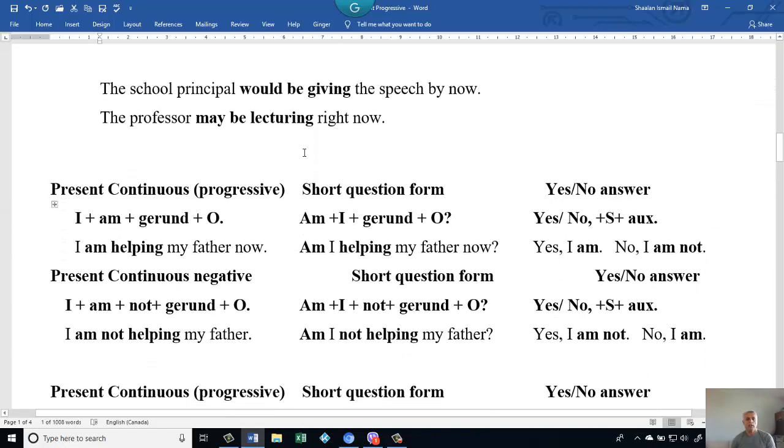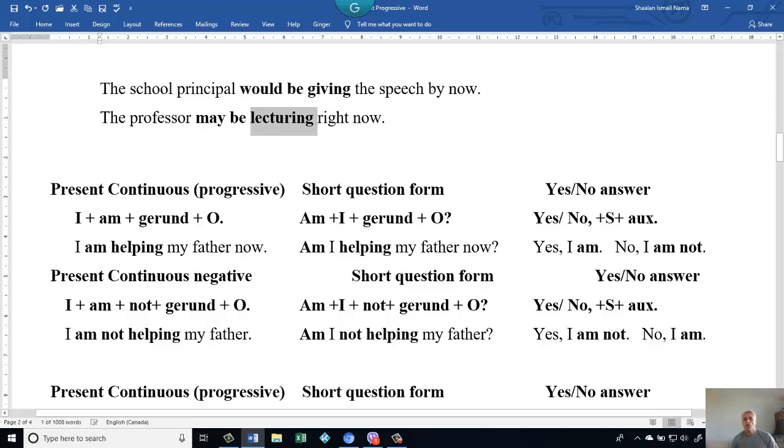If we look at the other sentence here, the school principal is the subject, then we have would as the modal, then we have be as the root of the verb, then the verb with ing form, continuing to show us that an action is continuing by now. Then we have the rest of the sentence, and also the signal telling us when the action will start or started. The professor may be lecturing right now. The same thing here: the subject, then the modal, then the root of the verb, then the ing form of the verb.